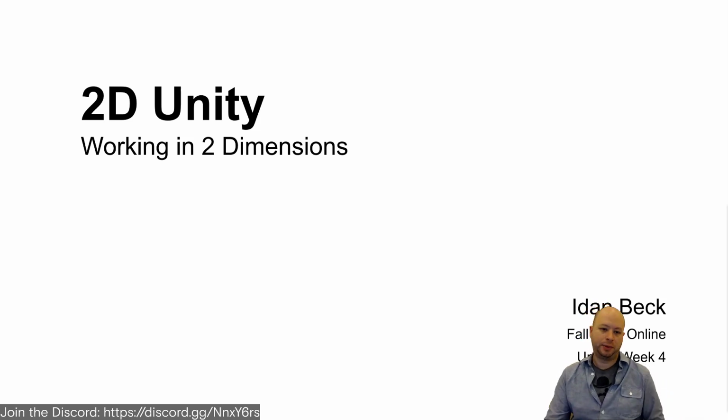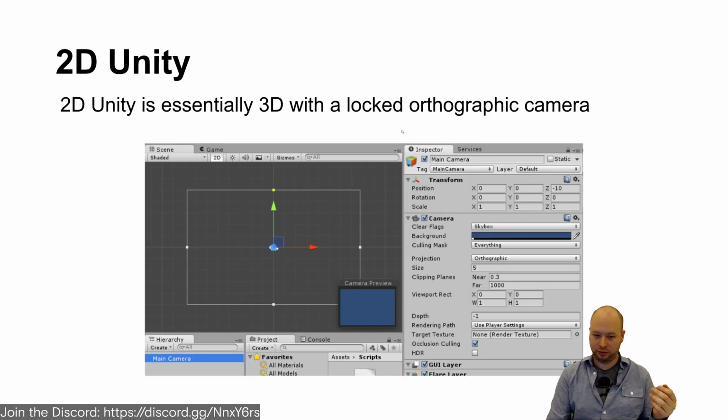Today we're going to talk about how to use Unity in the second dimension. It's pretty straightforward actually, if you can think about a 3D game and having only two of those dimensions. That's actually exactly how it works. So, 2D Unity is essentially 3D, but with a locked orthographic camera.